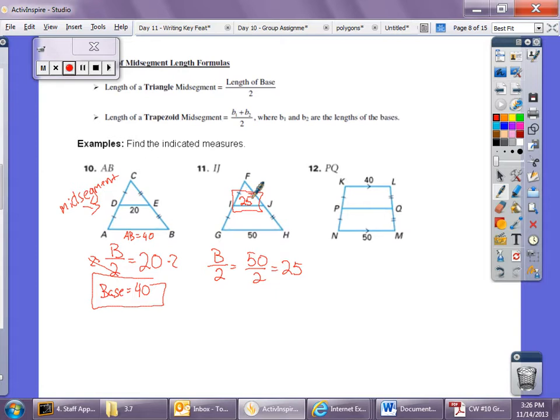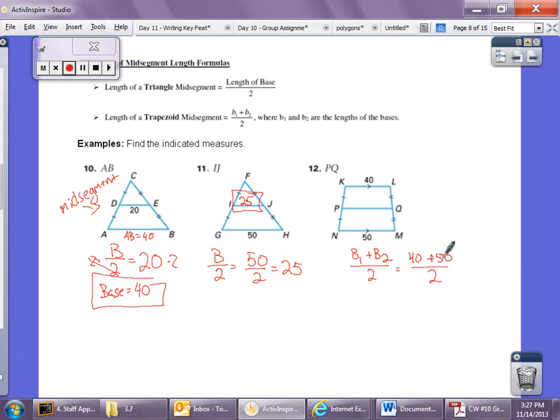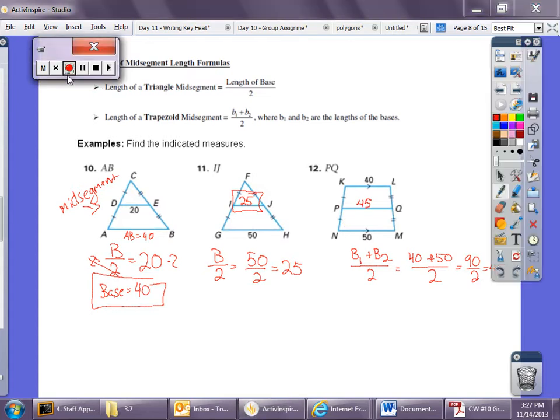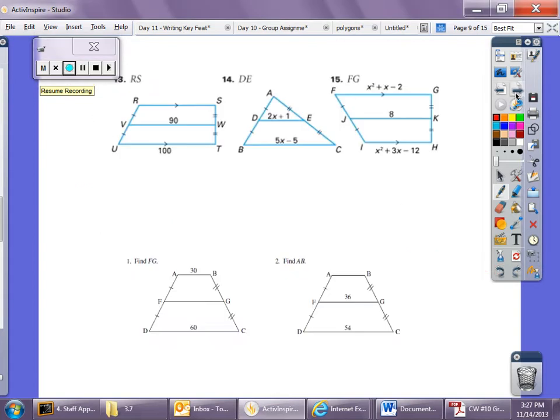Now the 12, we have a trapezoid. So with the trapezoid, we have base 1 plus base 2 divided by 2. Well, base 1 is 40 plus base 2 is 50, all divided by 2. Now make sure we add the numerators first. So we get 90 divided by 2, which gives us 45. So the mid segment is 45.